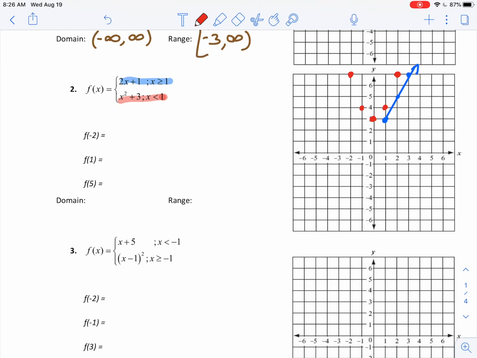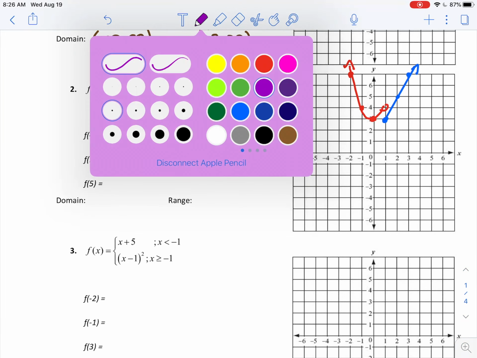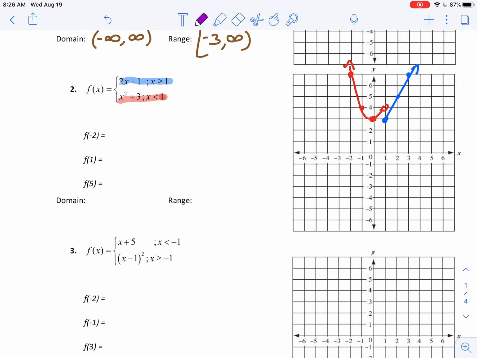Now this is x is less than 1, so a couple things here. I am going to have not a solid point, but an open point at x equals 1. And I'm going to draw my parabola just for this portion of the graph. So that's a pretty good looking representation of this piecewise function. All right, let's evaluate the function for some x values. X is -2, or I'm sorry, f of -2. It looks like I'm up there at 7.